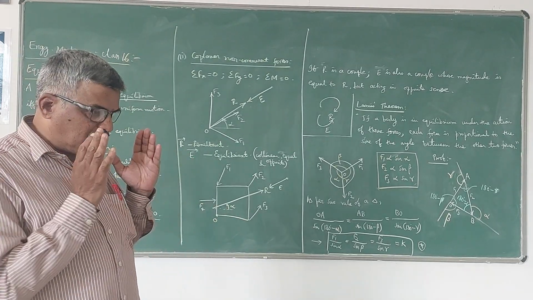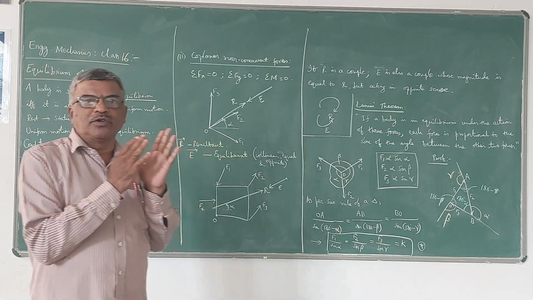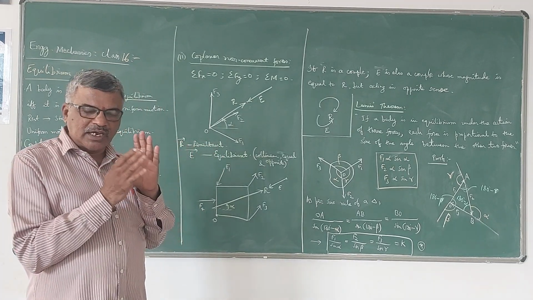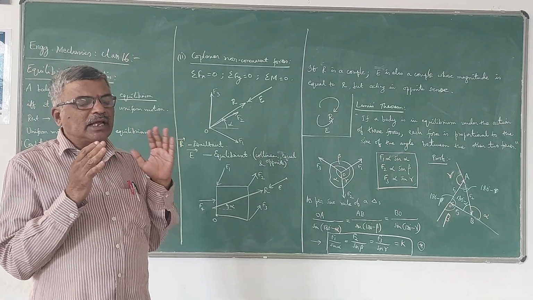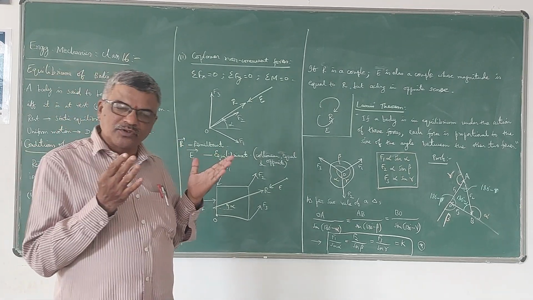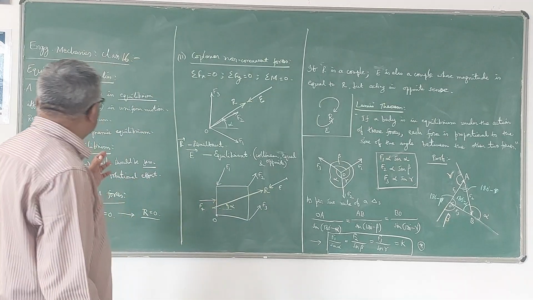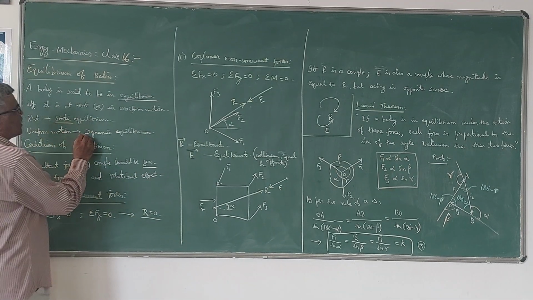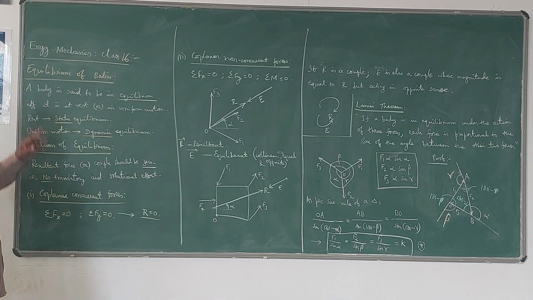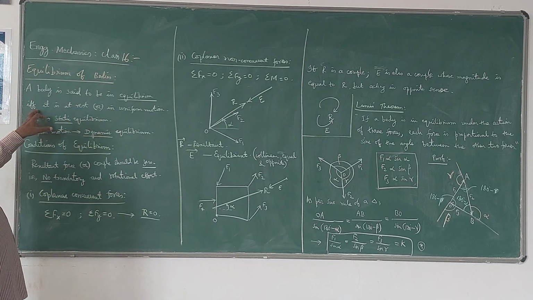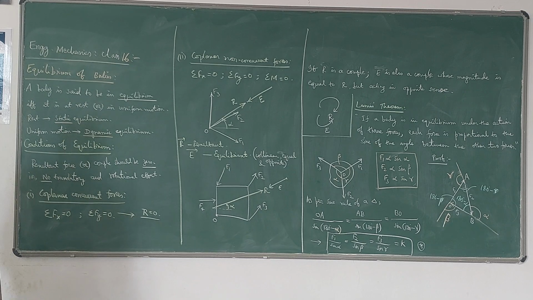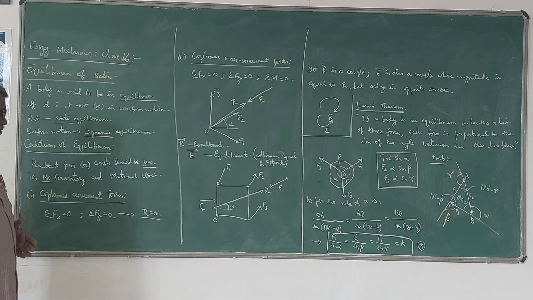Similarly, a body may be in uniform motion. If a body is in uniform motion, certain forces will be acting on the body, but still it will be under uniform motion. Then we say that it is also in equilibrium. So if it is at rest, it is called static equilibrium. If it is in uniform motion, it is called dynamic equilibrium. So a body is said to be in equilibrium if and only if it is at rest or in uniform motion. So what are the different conditions of equilibrium?